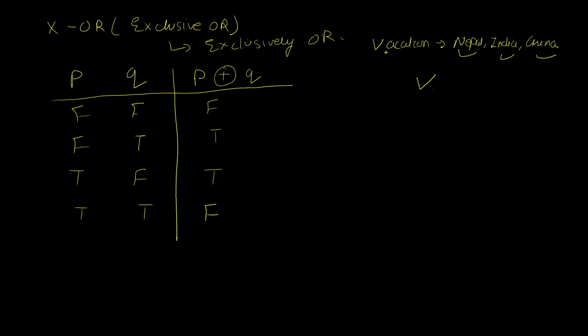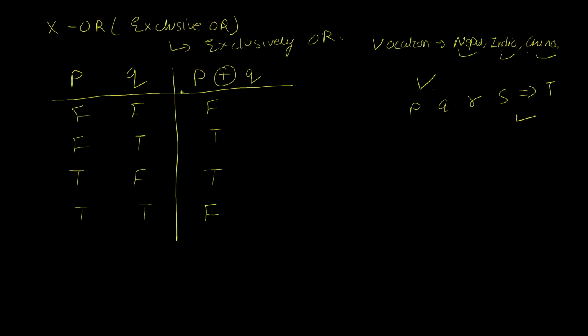But in real life, when I'm mentioning that my vacation choices are Nepal or India or China, I'm mentioning that I'm exclusively going to one of those places. So you should remember exclusively OR as being true when exactly one of the items is exclusively chosen. And that applies to any number of variables. If I have P, Q, R and S and I need to make an exclusive OR choice, exactly one of these need to be true and remaining 3 need to be false. And that is the case when the exclusive OR would be true. In other case, it would be false.